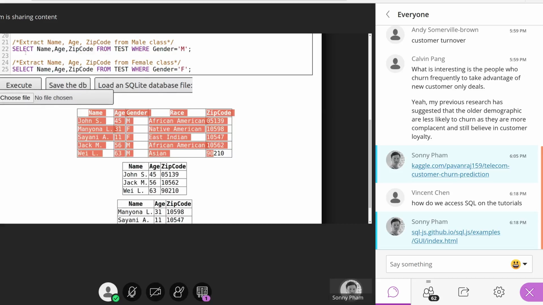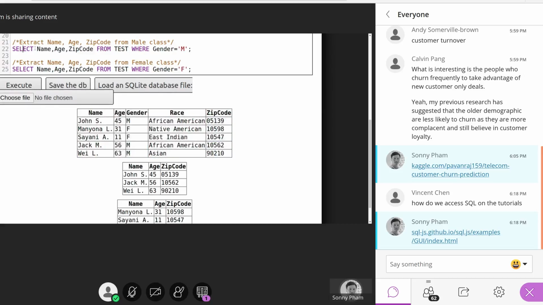So it will look like this: select, right? So the question says name, age, and zip code. And you have to say from test where gender is equal to this. So this is exactly what we see in the slide, right? So once you hit execute, it will just produce something like this, right?